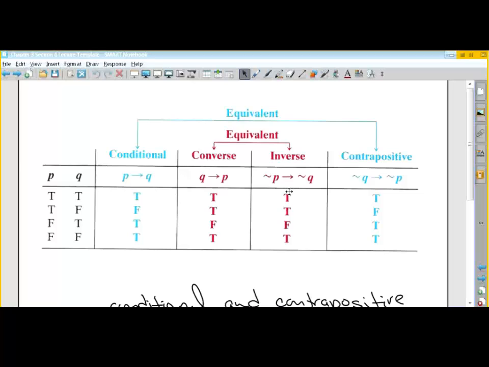You have the inverse, if not P, then not Q. You get true, true, false, true, which is not the same as the conditional, but it is the same as the converse. And if you did the truth table for the contrapositive, you get true, false, true, true, which is the same as the conditional. So that's why you can say that if the conditional is true, then the contrapositive is always true. And if the converse is true, then the inverse is true as well.